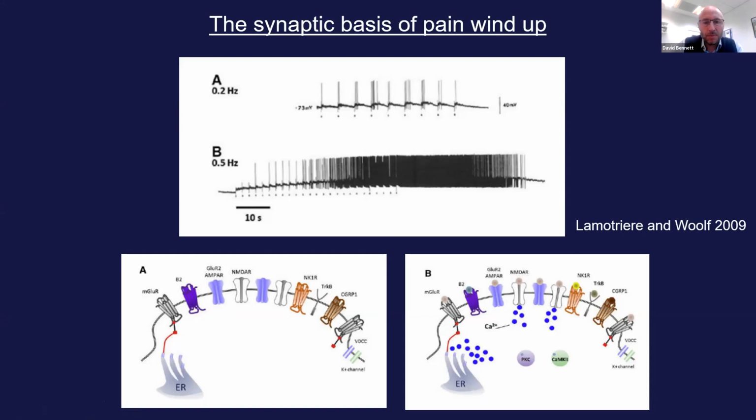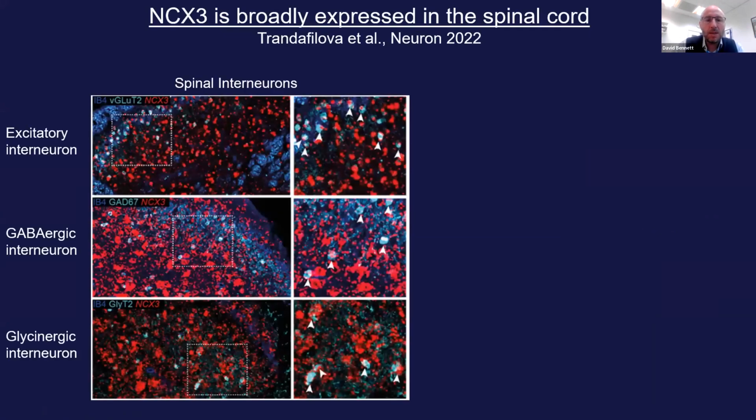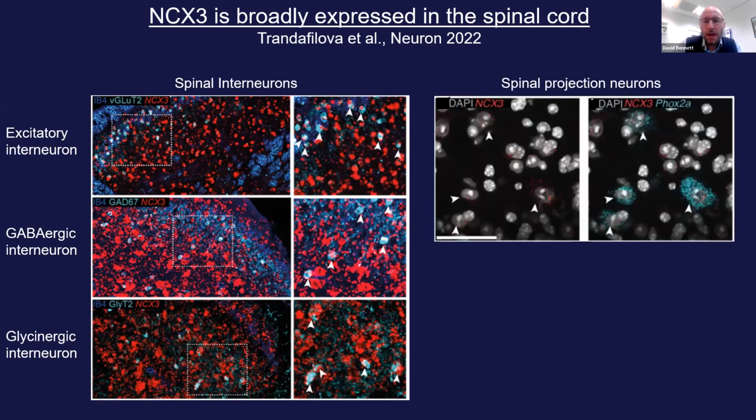So the first thing to know was, is sodium calcium exchanger 3 expressed within the spinal cord? We can check that in mouse tissue, and that's what we did. Whether we use markers for excitatory interneurons, VGLUT2 here, or GABAergic interneurons, or glycinergic interneurons using reporter mice, and we performed in situ hybridization for NCX3, we can see it's expressed in all of these populations. So it's expressed within interneurons within the dorsal horn of the spinal cord. It is also expressed within projection neurons, which we've marked here with a marker, FOXP2.